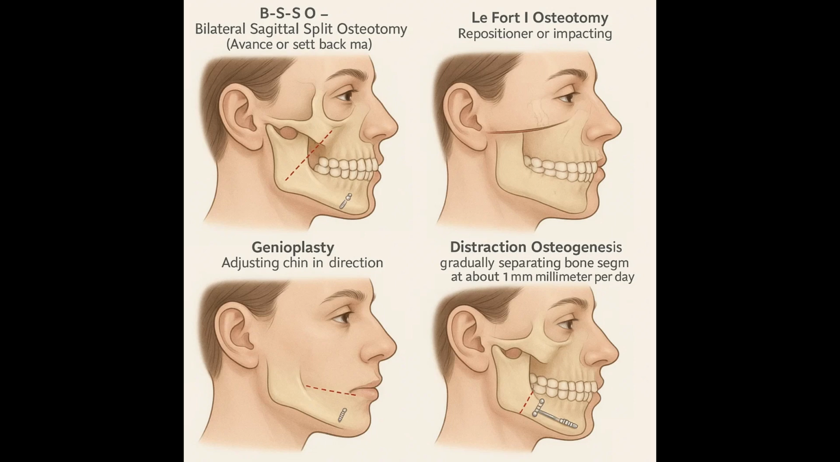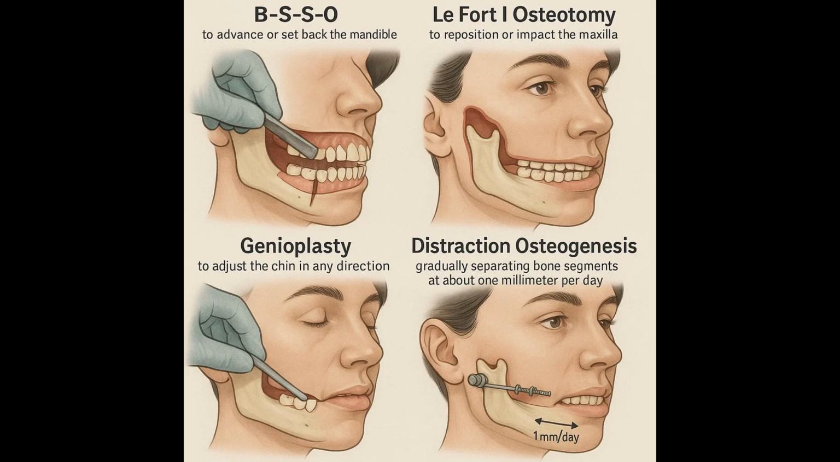Le Fort 1 osteotomy, to reposition or impact the maxilla. Genioplasty, to adjust the chin in any direction. In growing patients or length deficiencies, we may use distraction osteogenesis, gradually separating bone segments at about 1 millimeter per day, allowing bone and soft tissue to regenerate together.